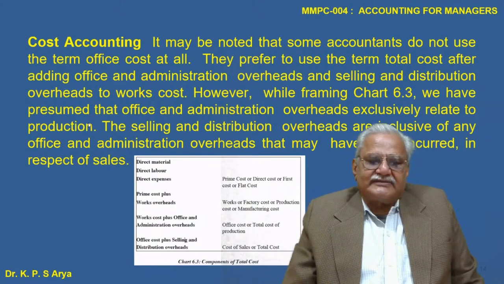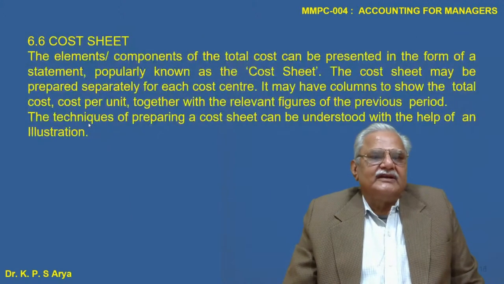This is direct material, direct labor, and direct expenses. This is prime cost. Then prime cost plus works overhead gives the works or factory cost, the cost of production. Then works cost plus administrative expenses is the total cost of production. Office cost plus selling expenses is the cost of sales. This is the total cost. This is a chart of all these costs which I have explained.